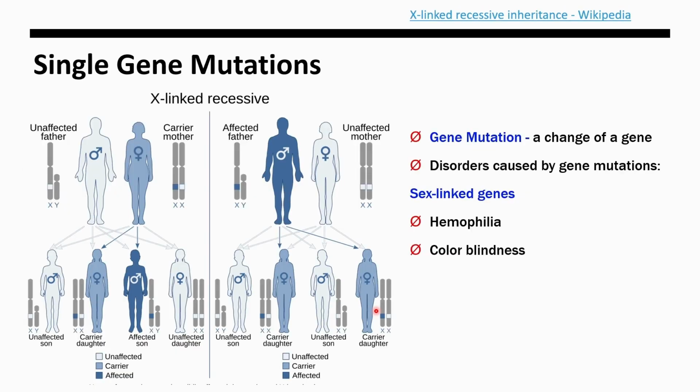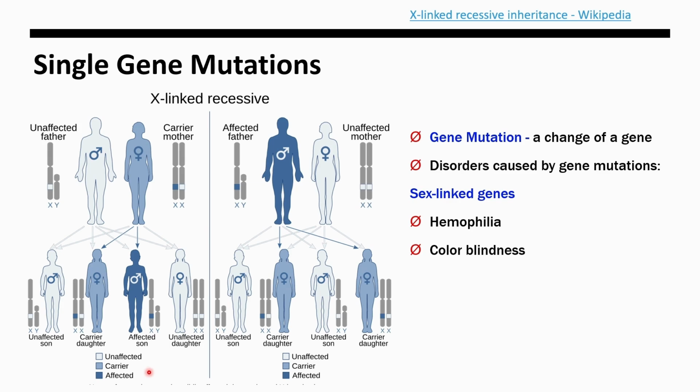In single gene mutations, sometimes the gene mutations occur in the sex chromosomes. For example, X-linked diseases. X-linked means the mutation occurs in the X chromosome. Let's say X-linked recessive. As I told you before, in order to have the disease, you need to have 2 copies. But since this occurs in the X chromosome, and the boys only have 1 X chromosome.